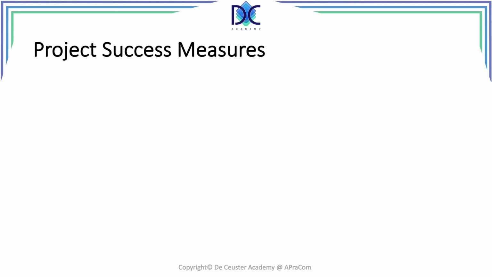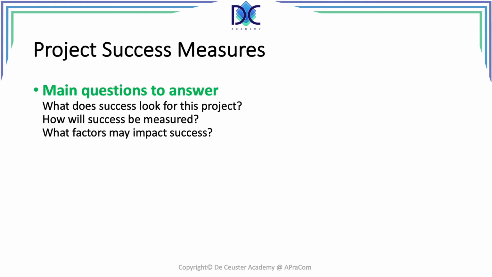A very important element is success measures. What is success? How will we measure success? What are the impacting factors that may impact success? So it's very important to say, well, my project will be successful if I reach this and this and these parameters by these or these times. Or my project is successful, for example, when I realize a 20% savings on the work that I was improving. Things like that. You have to clearly define when a project is successful.